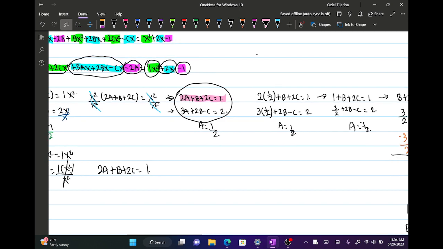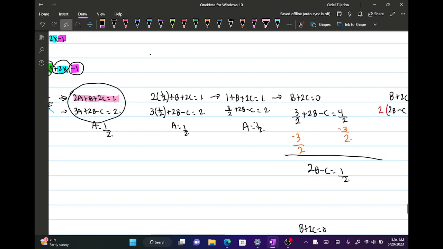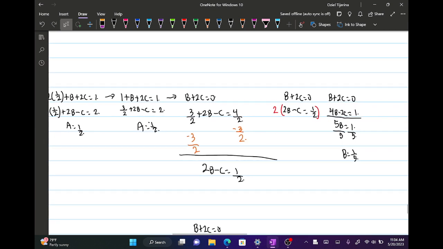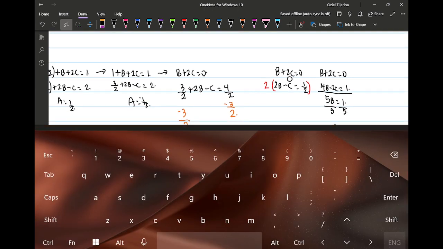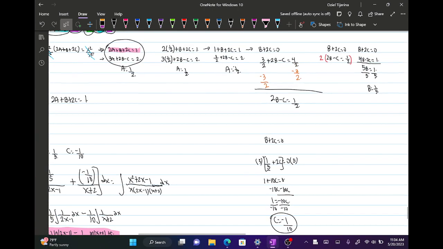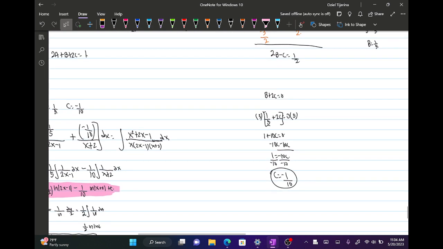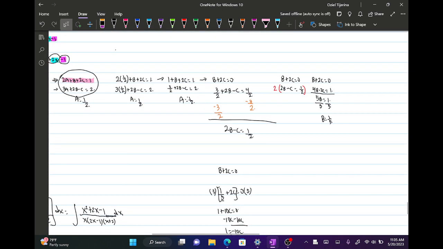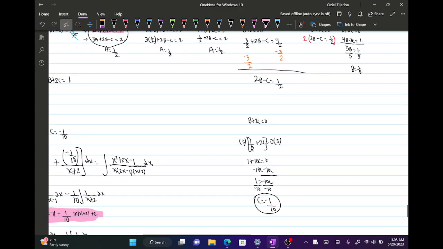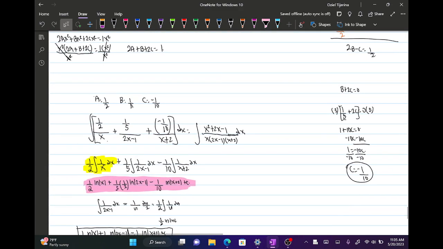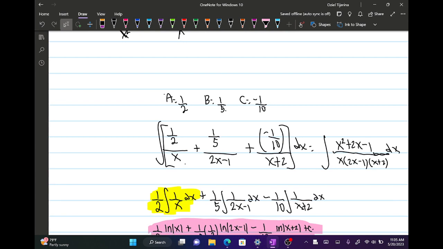So then I did a little bit of systems of equations there. I did elimination, of course, and this was all the work that I did to solve for a, b, and c. So then I ended up with a is 1/2, b is 1/5, and c is negative 1/10. So that's what I had over here.